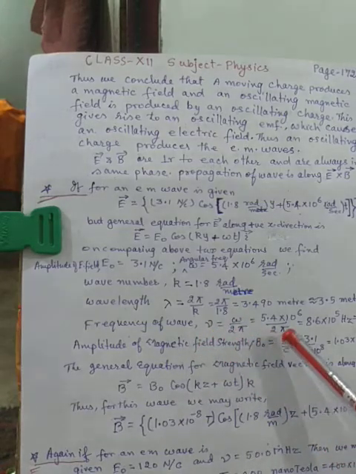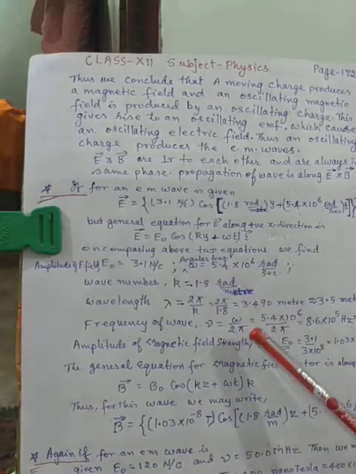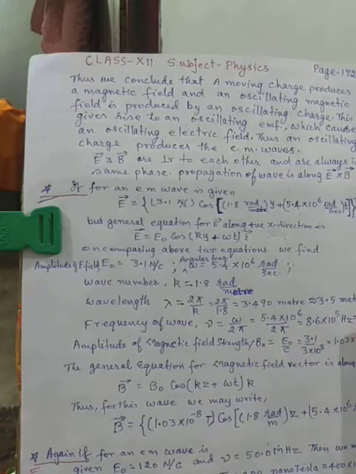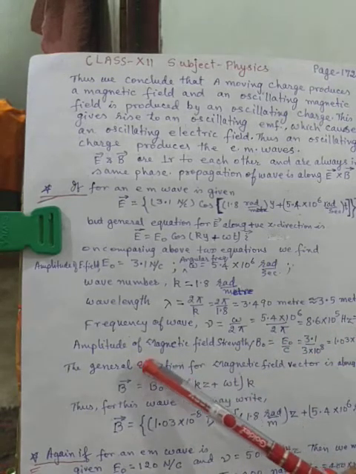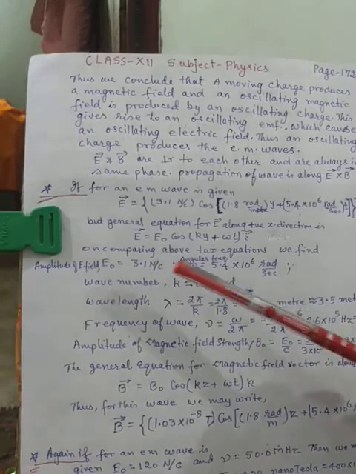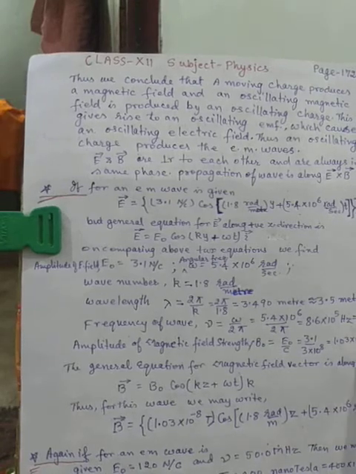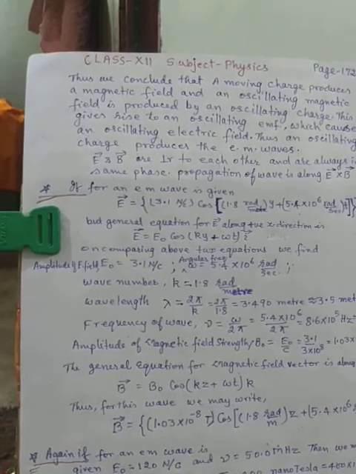nu is equal to omega by 2 pi, and we already know the value of omega as calculated above, and dividing by 2 pi we get 0.86 megahertz. So the amplitude of magnetic field is given by the relation E is equal to BC, therefore B0 is equal to E0 by C, and we put the value of E0 which we have already obtained there, divided by the speed of light in vacuum, so we get 1.03 into 10 power minus 8 Tesla.